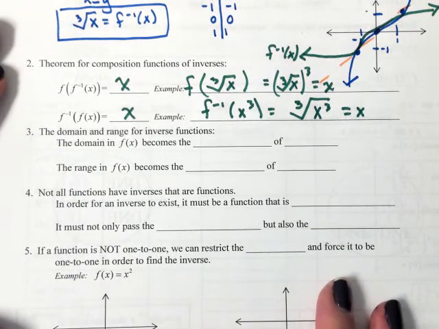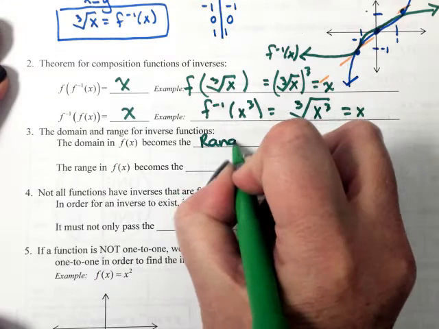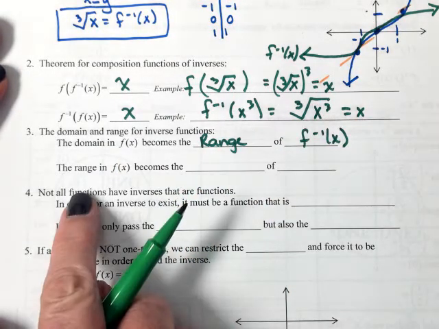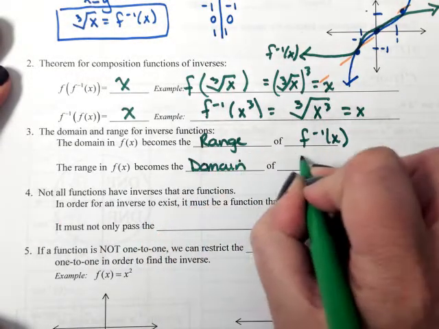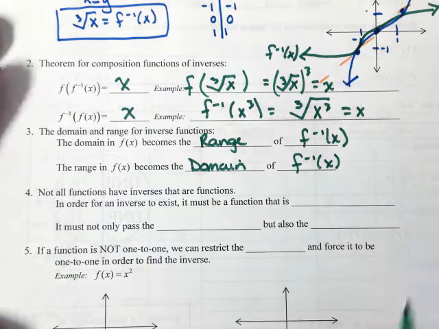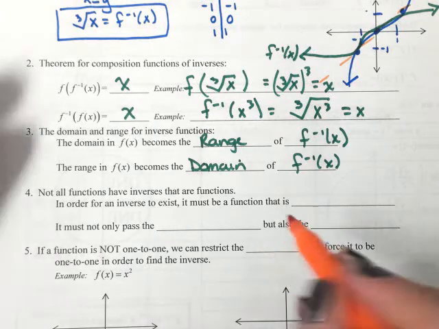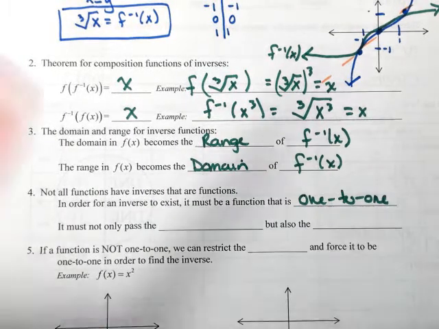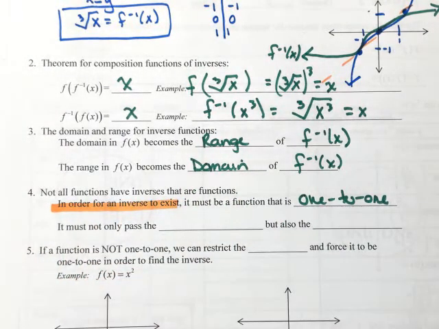Remember, when we talk about inverse functions, the domain in f of x becomes the range of the inverse function. The range in f of x becomes the domain of your inverse function. Not all functions are going to have inverses. In order for an inverse to exist for a function, it's got to be a function that is 1 to 1. So again, in order for an inverse to exist, the function has to be 1 to 1.